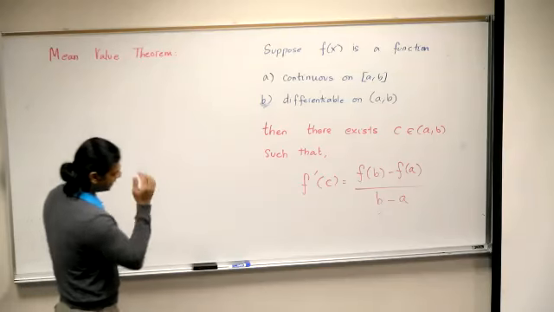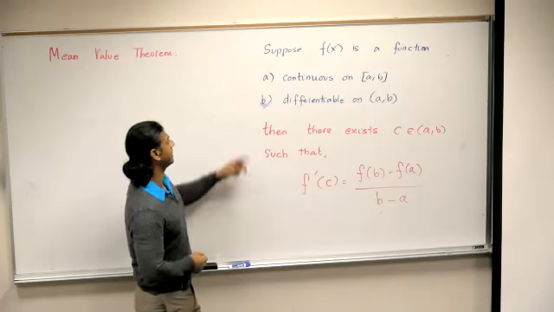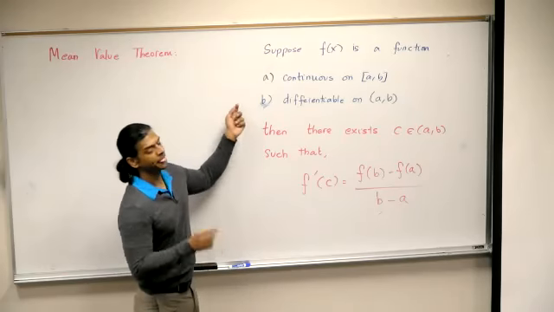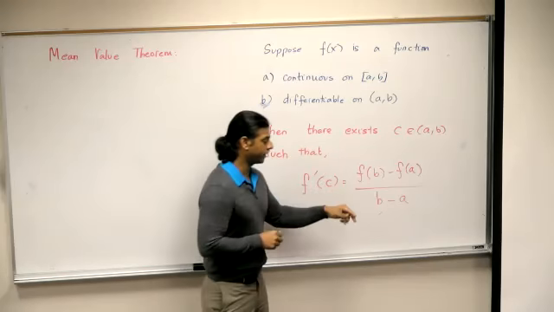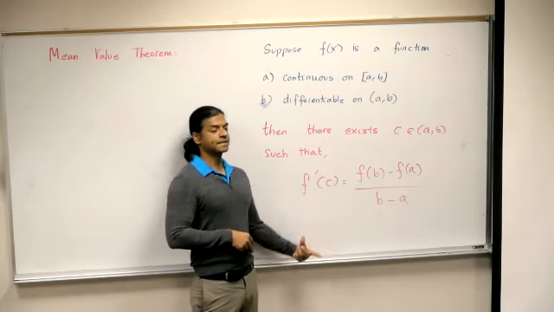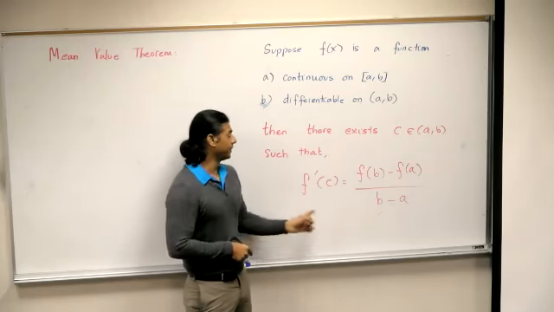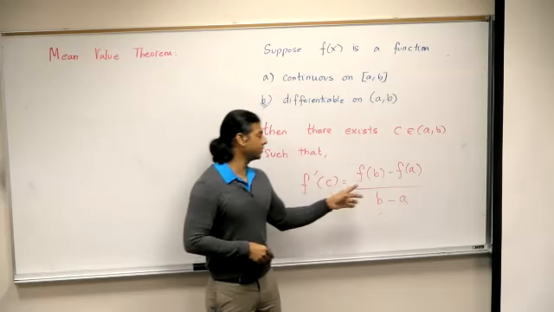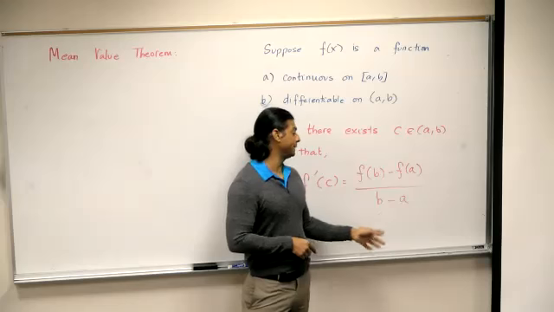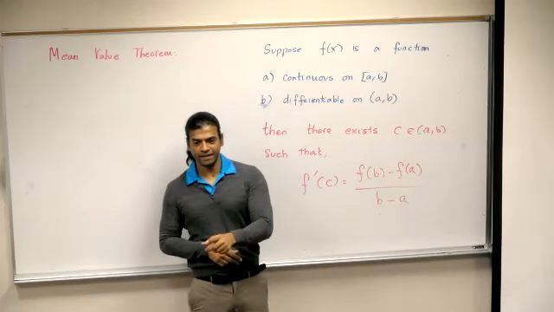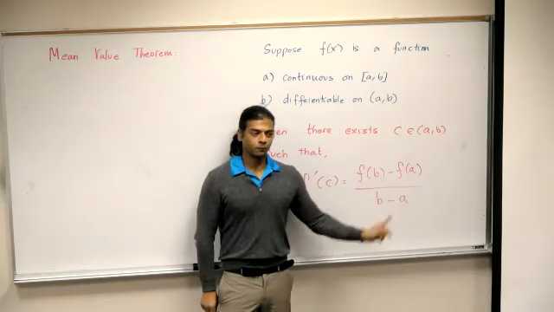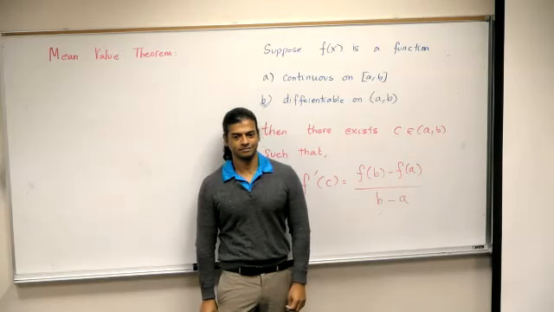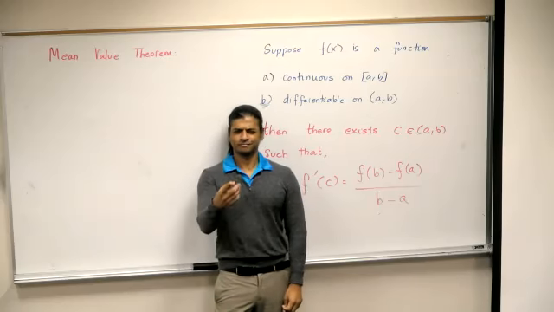in the mean value theorem, all we're saying is that if those conditions are satisfied, there is going to be a c in the middle of a and b which will satisfy this condition: f prime of c equals f of b minus f of a divided by b minus a. That part should remind you of something. What does it look like? It looks like the quotient rule.